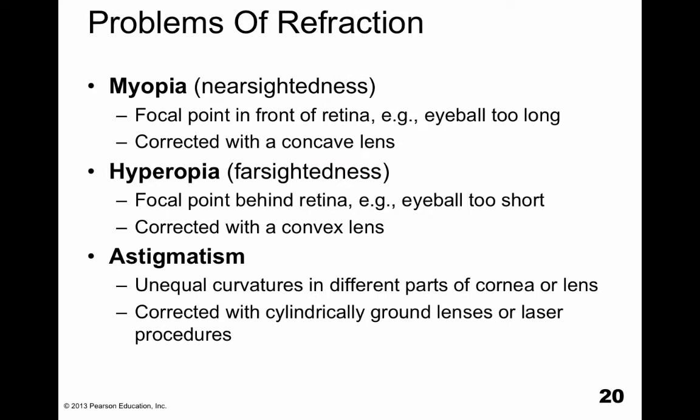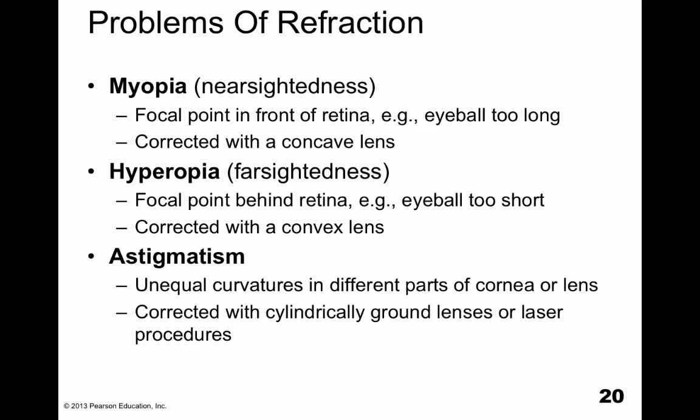Now, we can have problems with refraction. Myopia, basically, this is nearsightedness, right? You can only see close up. So the focal point is in front of the retina. The eyeball is way too long, so we end up having to make concave lenses to fix this.